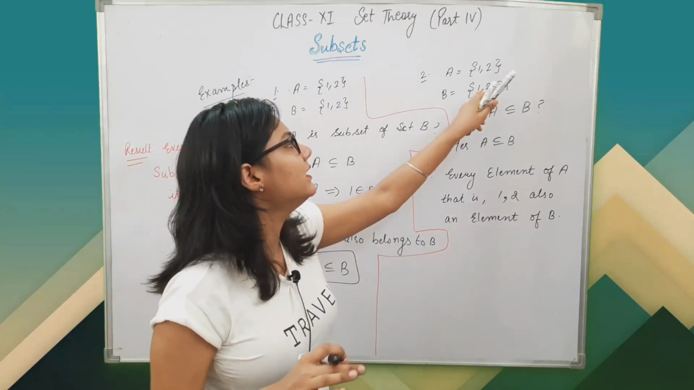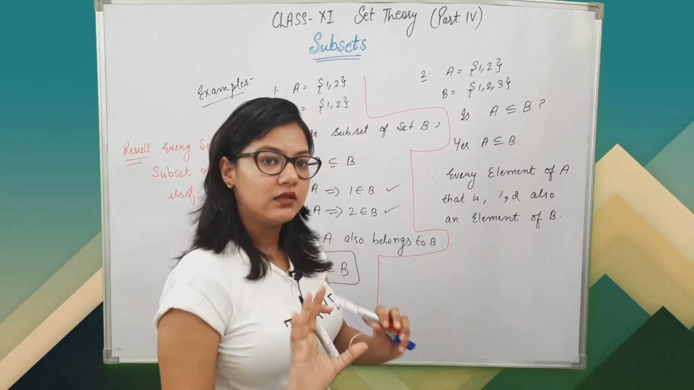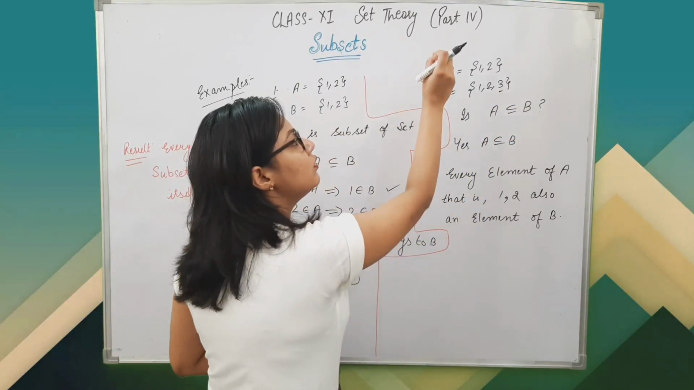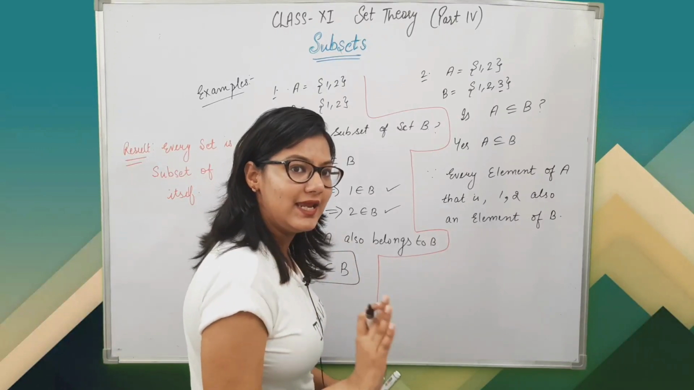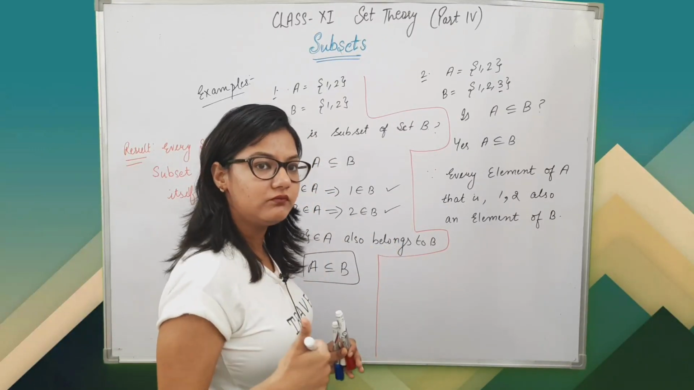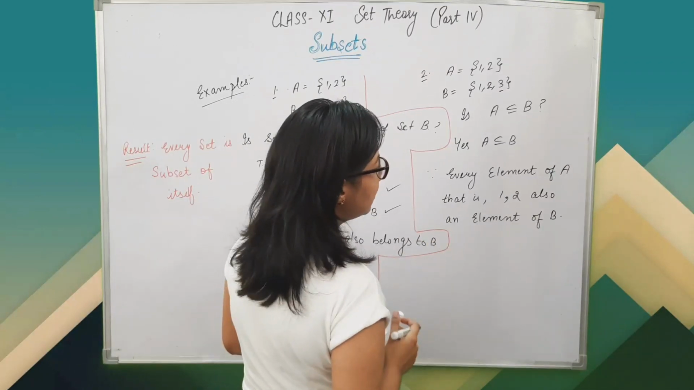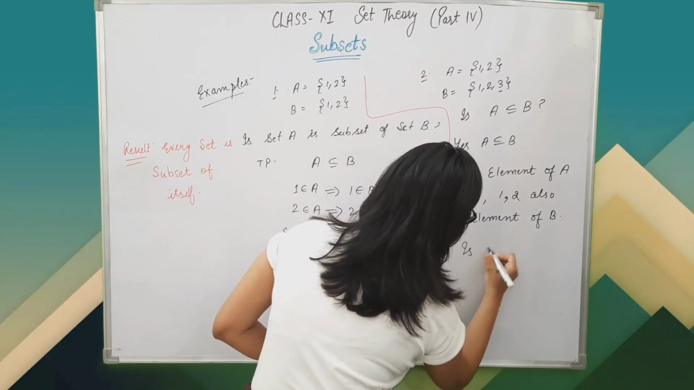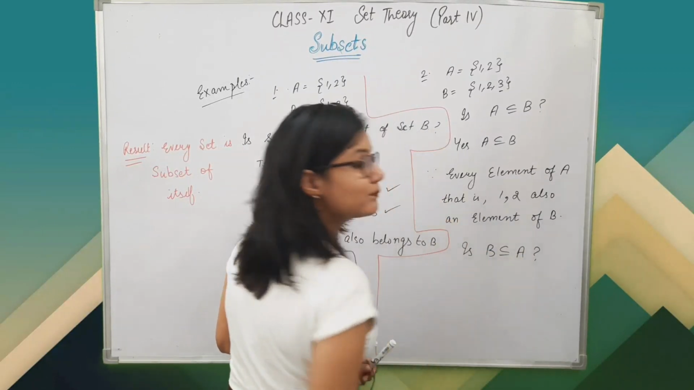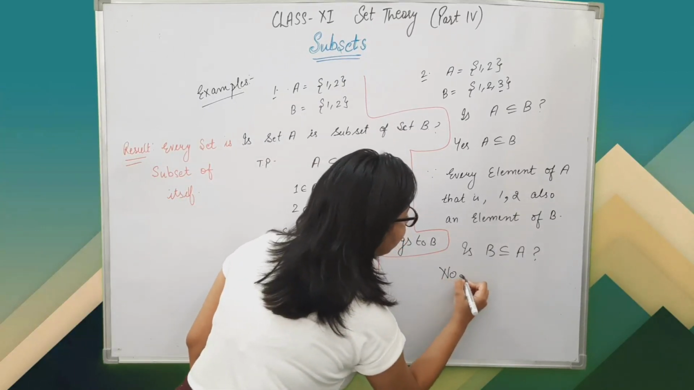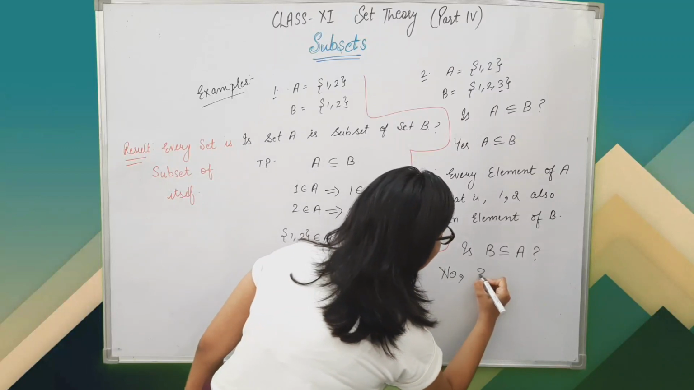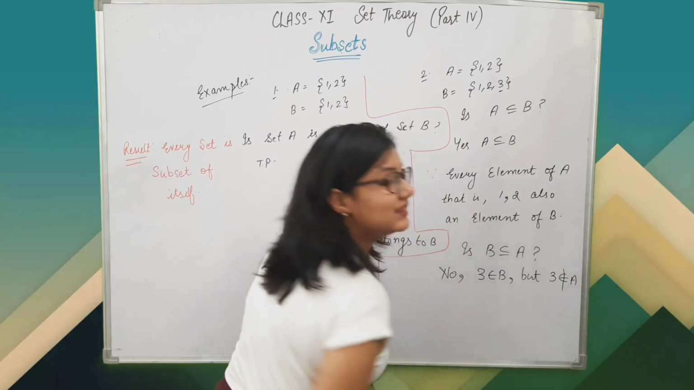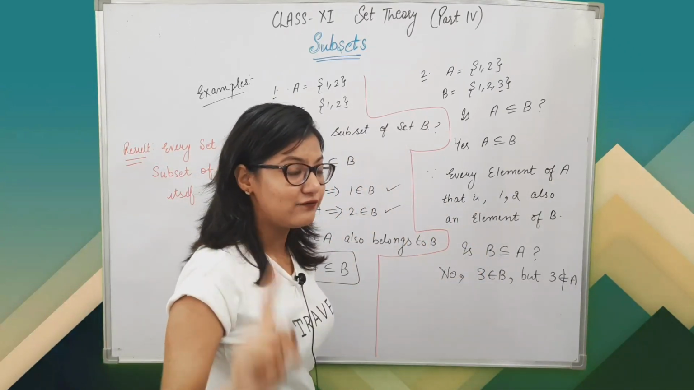That's not our headache that B also has one more element. This is not our concern. We don't want to look at that. We just want to check that every element of set A should be in set B also. Clear? So this is your subset. And if I ask the converse, is B also a subset of A? Then you will say no. Why? Because 3 belongs to B, but 3 doesn't belong to A. That's why B is not a subset of A.